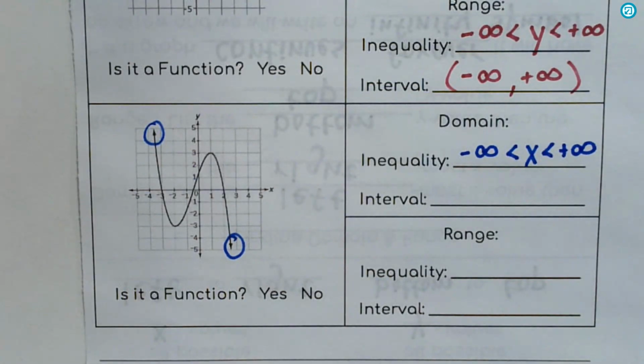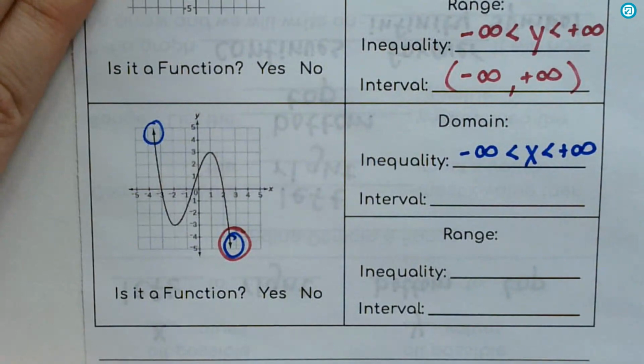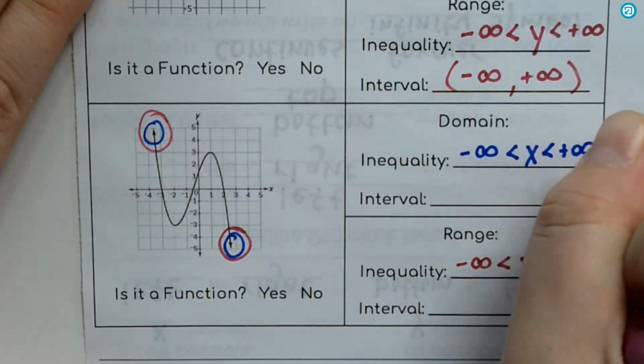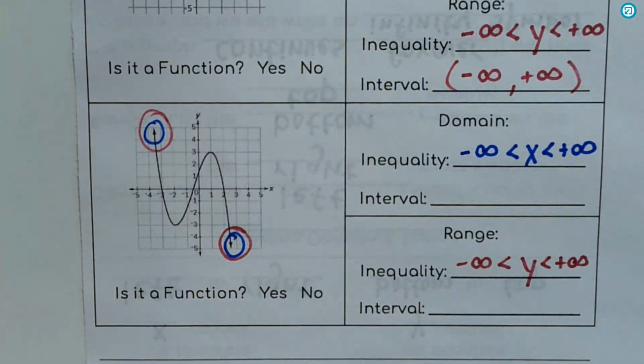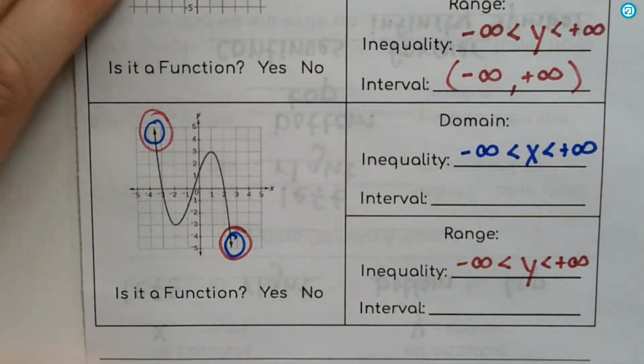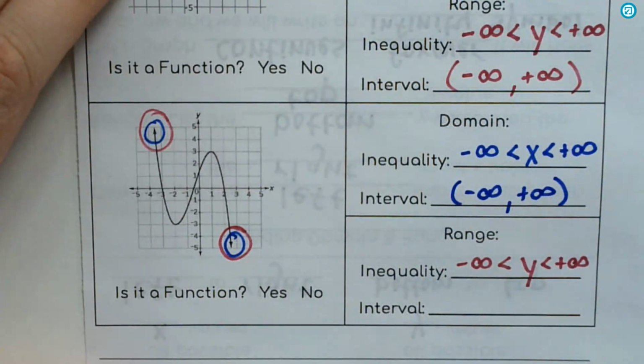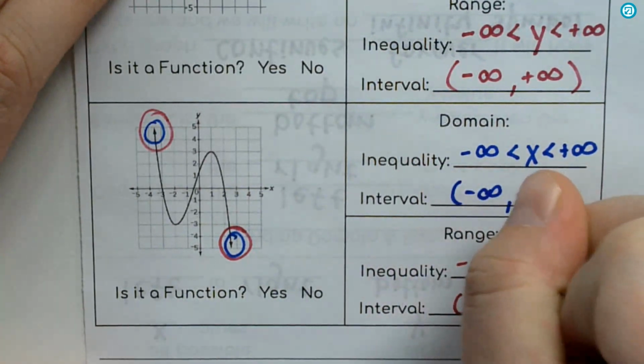And then for range, what's the lowest thing on our graph? An arrow. What's the highest thing on our graph? An arrow. So it's going to be negative infinity is less than y is less than positive infinity. Okay, for our interval notation on both, they're going to look the exact same because it's just going to be negative infinity to positive infinity in parentheses. Negative infinity to positive infinity for domain. Negative infinity to positive infinity for range.